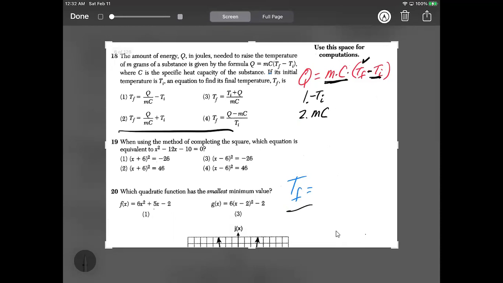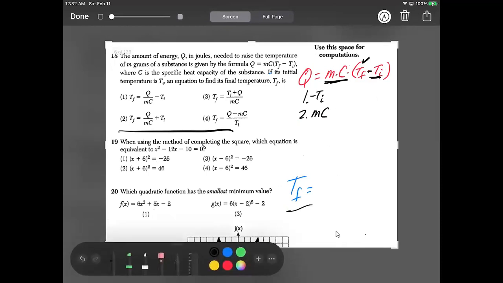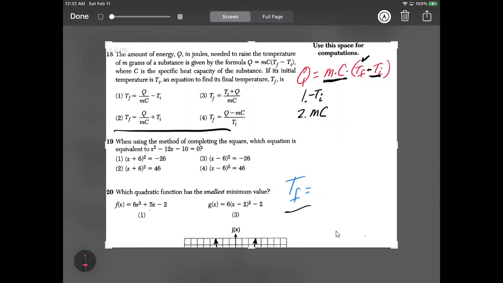So now what we're going to do is basically do the inverse. What's the inverse of subtracting T sub I? Well, it's adding T sub I. What's the inverse of multiplying, because that's multiplying by M times C? Well, we're going to divide by M times C, right? Now, that's it for this question.